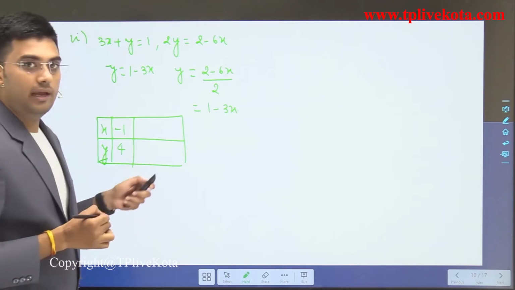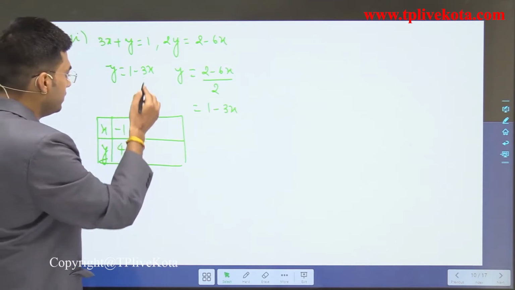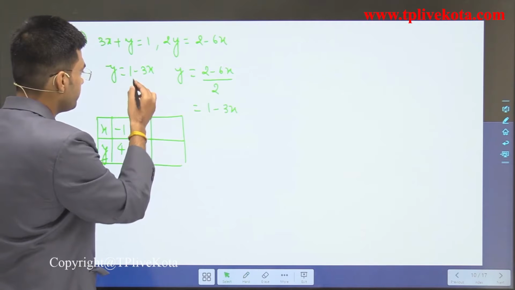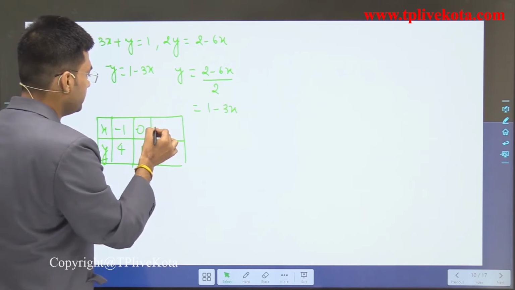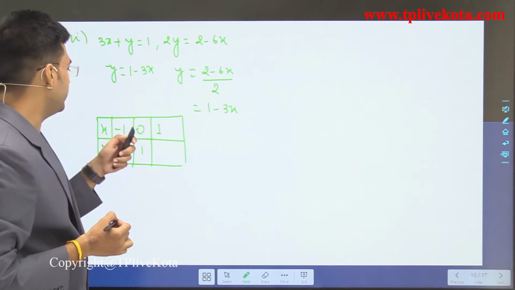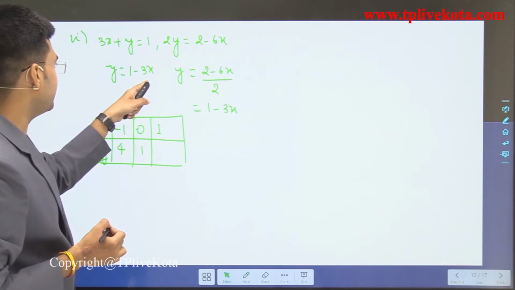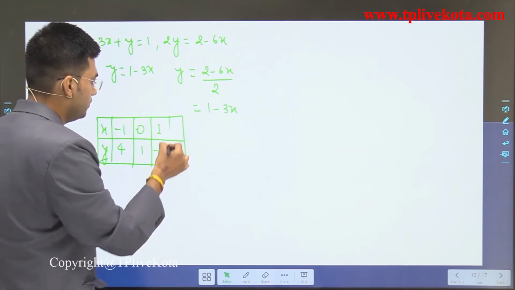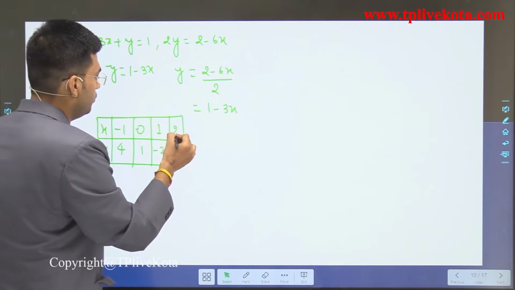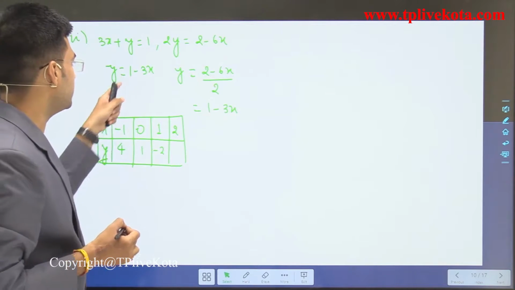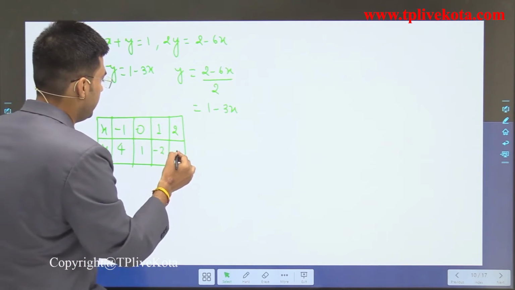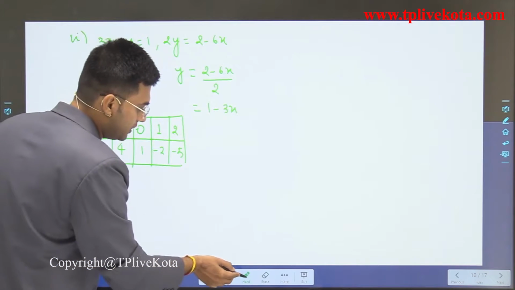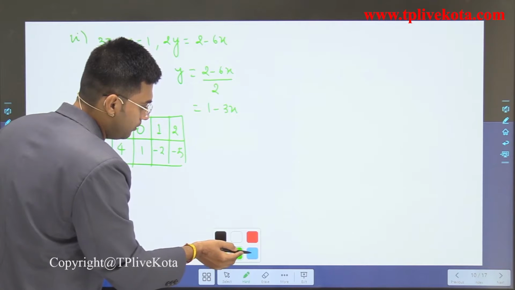If we put x is equal to 0, then y is equal to 1. If we put x is equal to 1, then y is equal to minus 3 plus 1, that is equal to minus 2. If we put 2 here, then minus 6 plus 1, that is equal to minus 5. Clear? Now again if we draw the graph of the second equation, we have to plot the points.